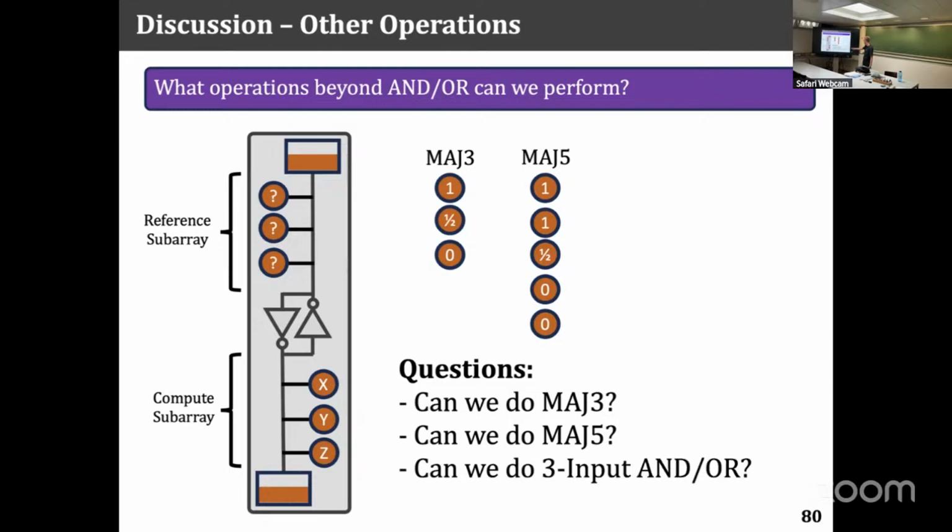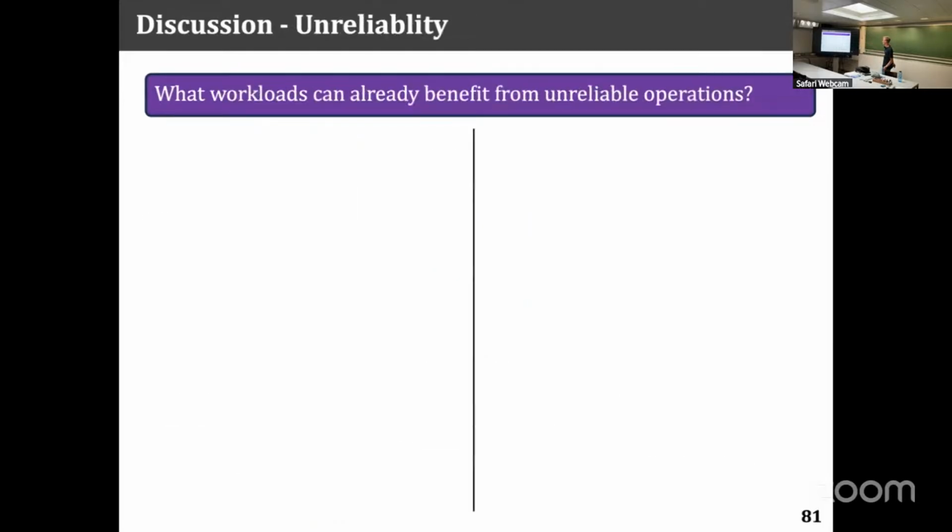And the problem here, it's a bit of an easy question, is that we operated on 3 and 5 rows here, but we can only activate 2, 4, and so on. But we can fix this very easily by adding 0 cells to both sides, and it wouldn't affect the comparison at all, right? So we can also do, for example, 3-input AND and OR, as well as the majority 3 and majority 5 functions.